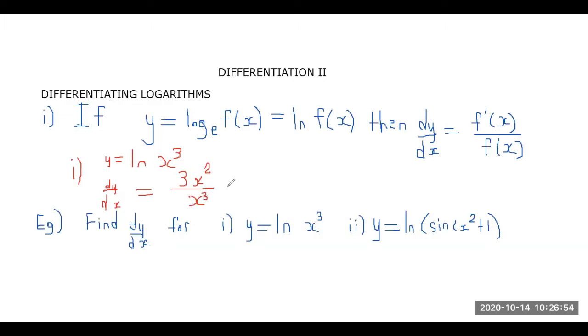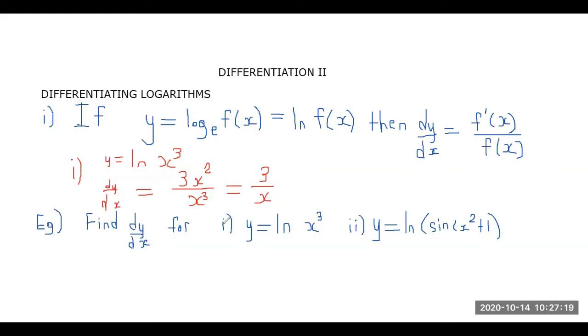And so what we get is 3x squared over x cubed, and the x squared from the numerator cancels the x squared from the denominator. And so what we get is 3 over x. So if y is equal to ln x cubed, we differentiate to get dy by dx is 3 over x.